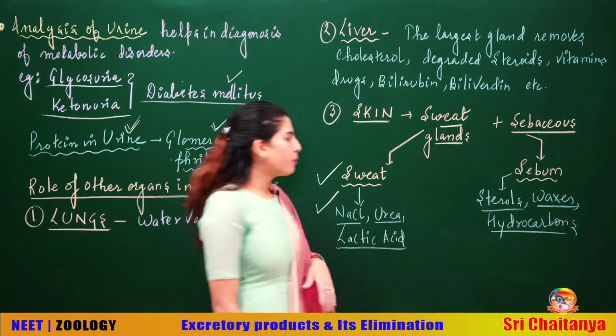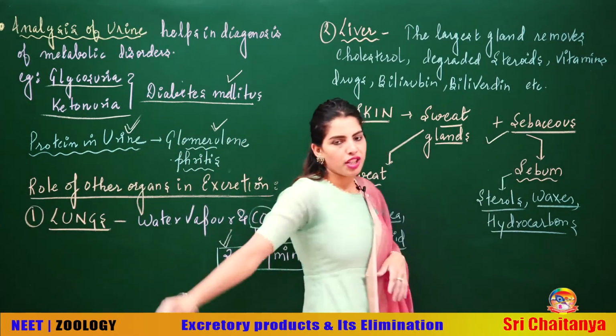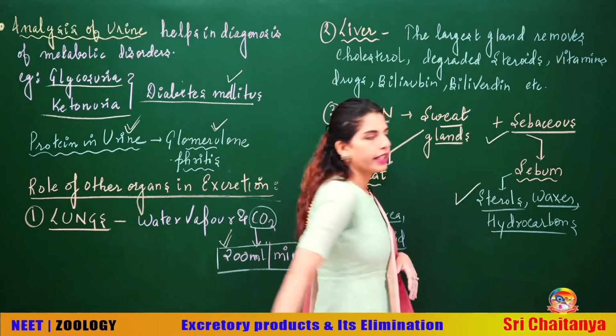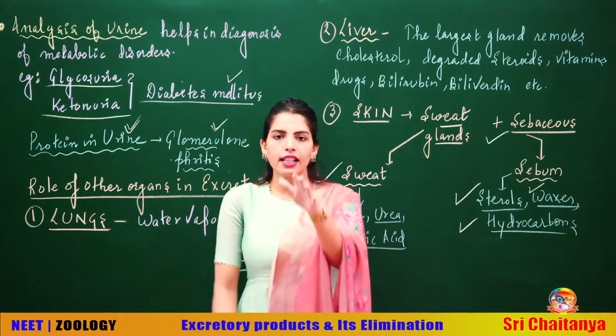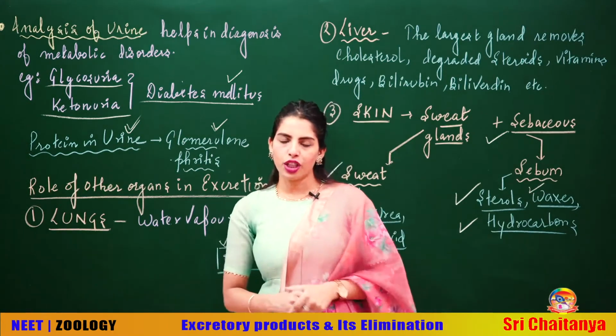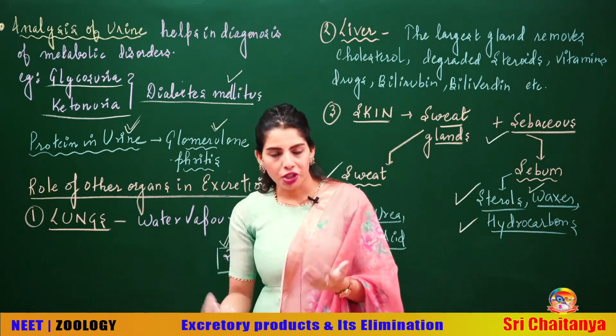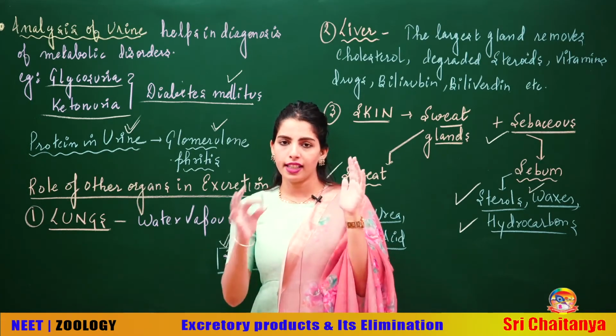Also the sebum, which is the secretion of the sebaceous gland, consists of sterols, waxes, and hydrocarbons. So these are the roles of the other excretory organs in excretion. The last part of this chapter is the disorders.